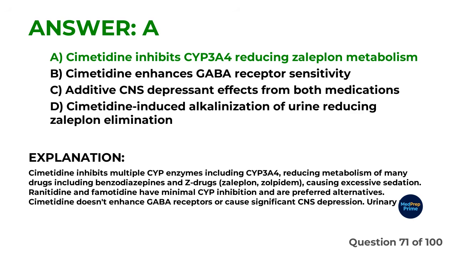Urinary pH doesn't affect Z drug elimination. This is a common DDI with cimetidine that often goes unrecognized. Switching H2 blockers or reducing the hypnotic dose resolves the issue.